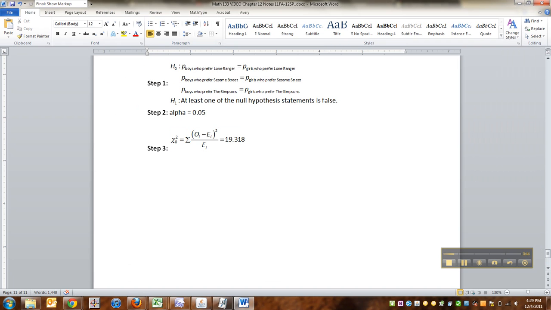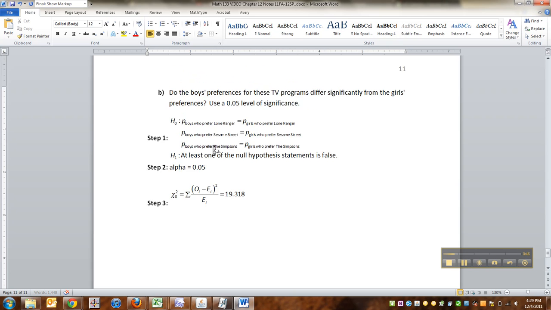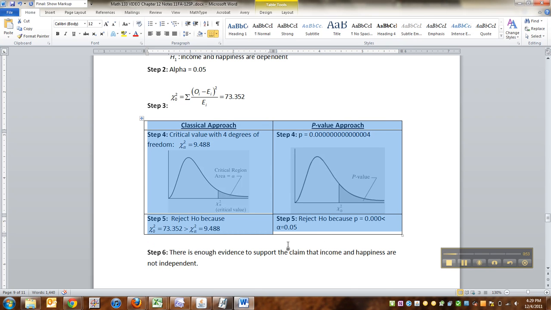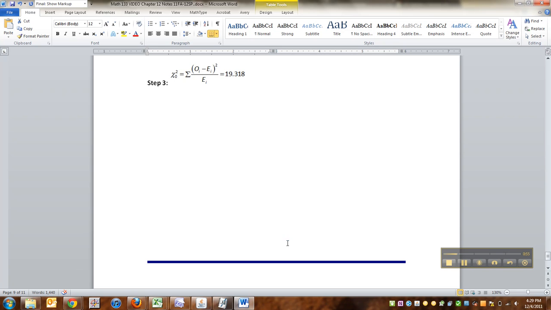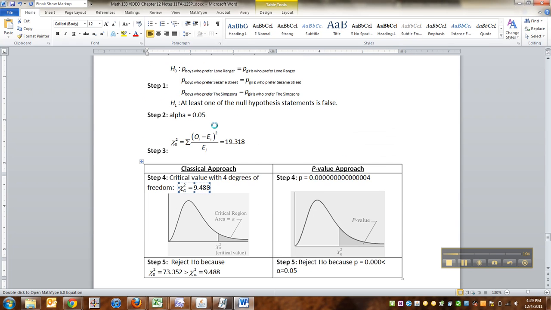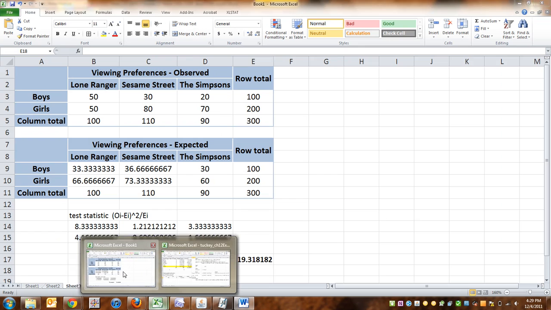Done. All right, now step 4, we have a classical method and a p-value method. We're going to show both of them. I'm copying this from the last problem, but that's all right. Okay. All right, classical approach. First thing I need is the degrees of freedom, right? Last time it was 4, because if you remember, it's r minus 1 times c minus 1. It's not going to be 4 this time. Let's go look. Right here.